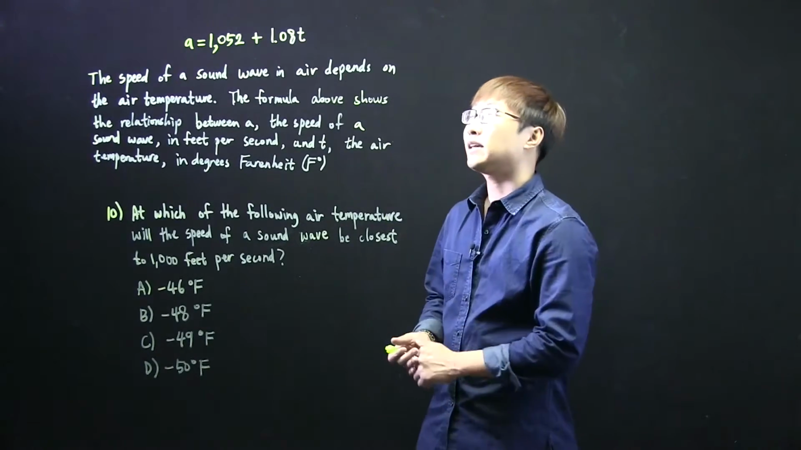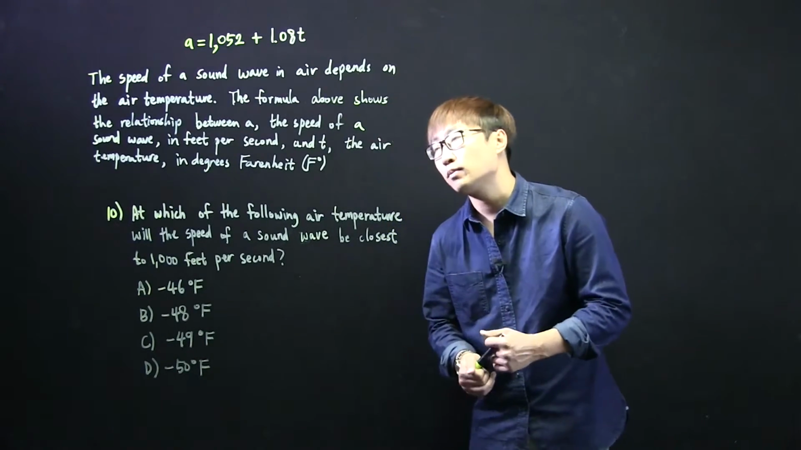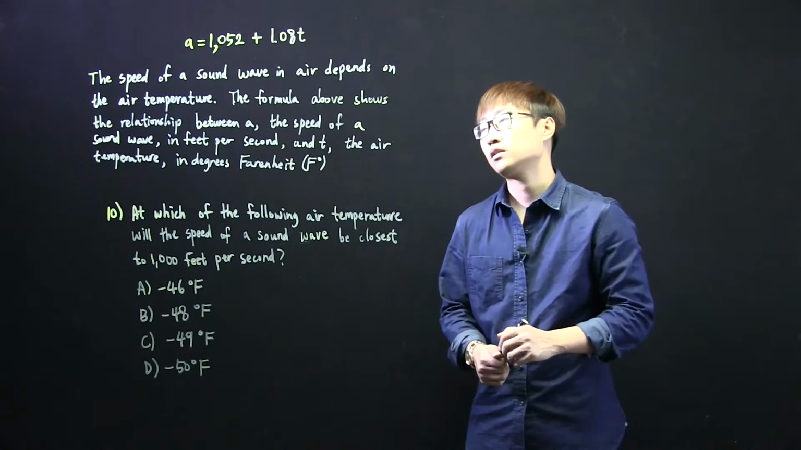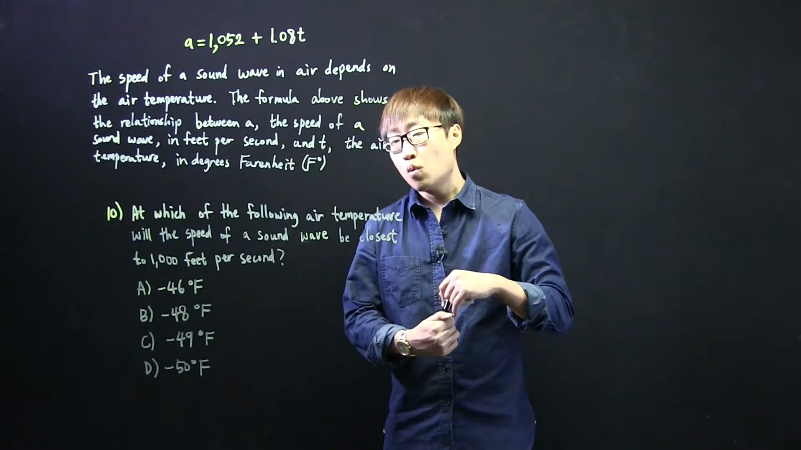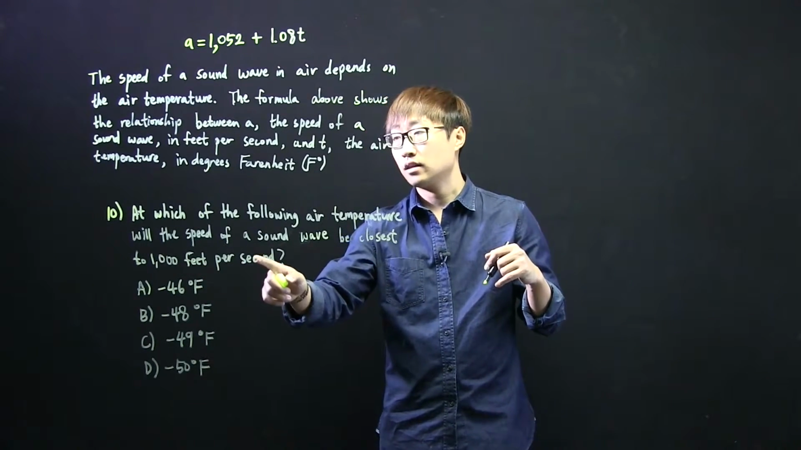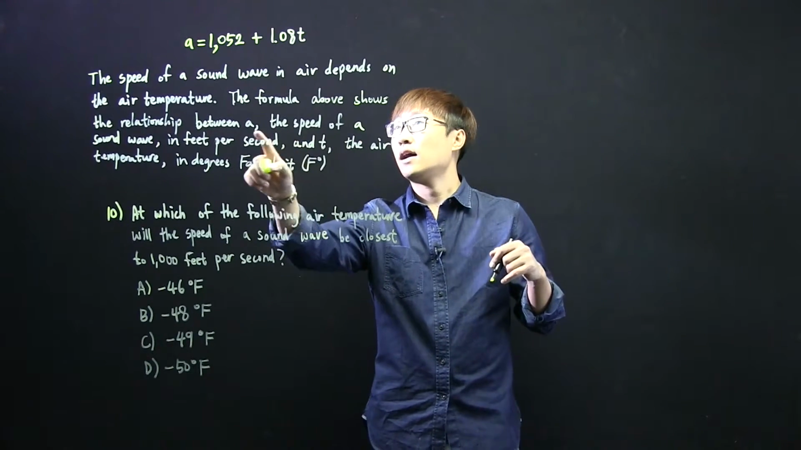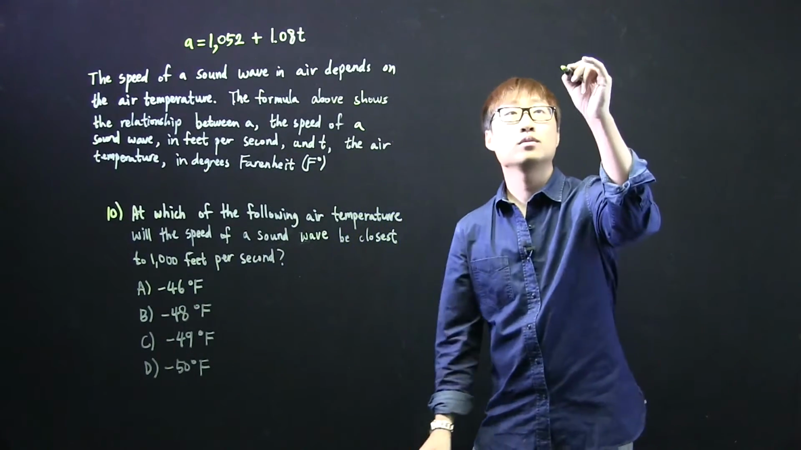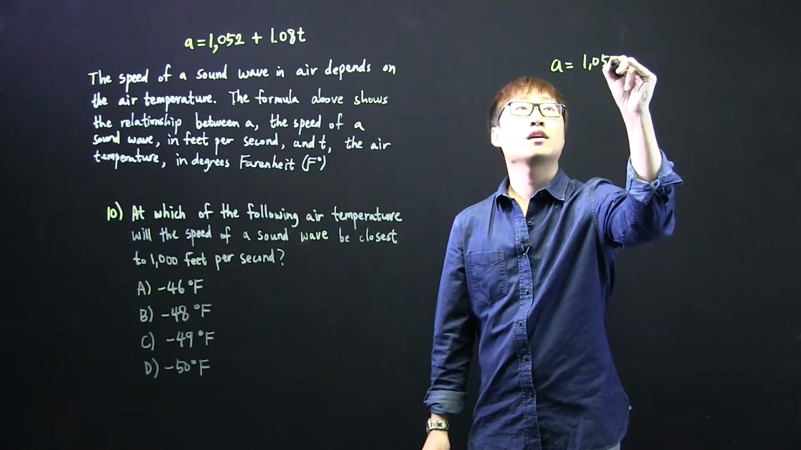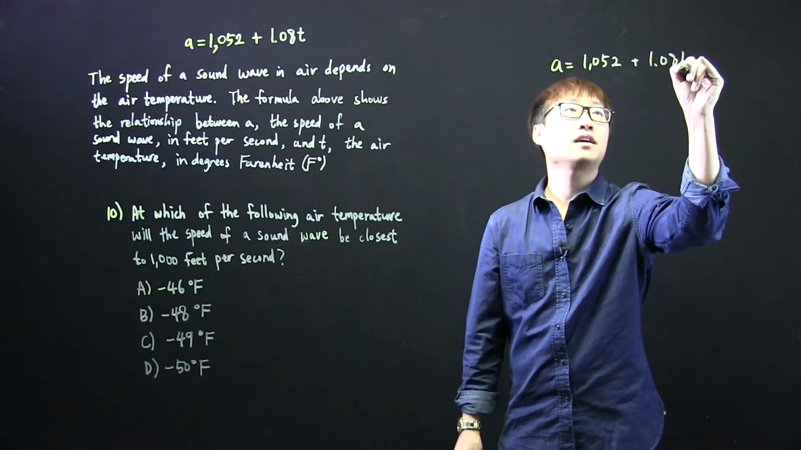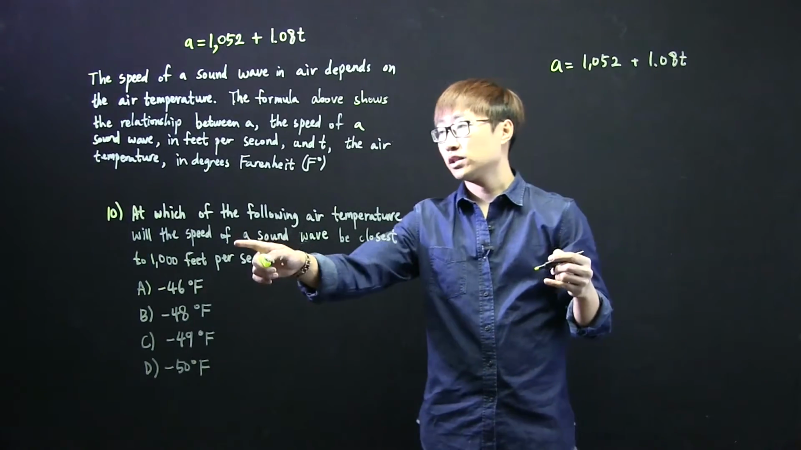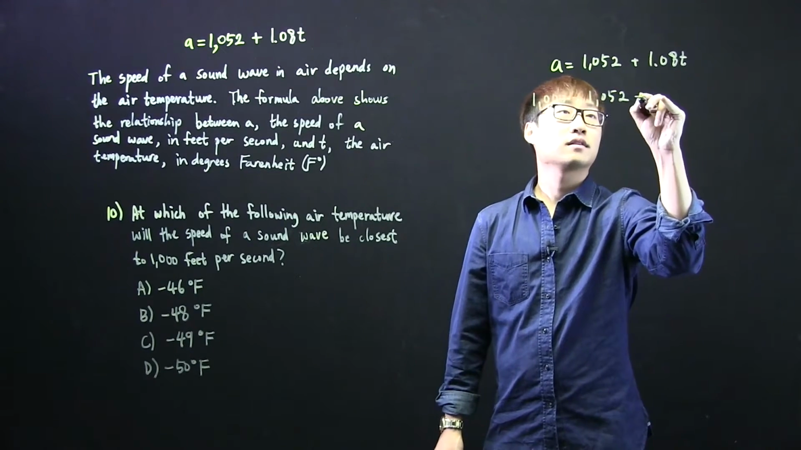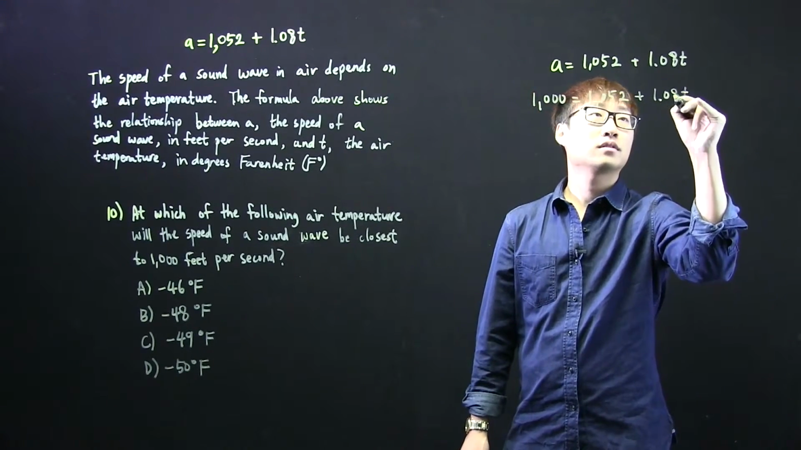Number 10, following the same question: at which of the following air temperatures will the speed of a sound wave be closest to 1,000 feet per second? Okay, so what's 1,000 feet per second? The speed of a sound wave, which is A here, right? The variable A. So that A is 1,000, right? So A is equal to 1052 plus 1.08 T, of which the question gives us that A is 1,000. So plug it in here as it is. And then we're just solving for T, right?